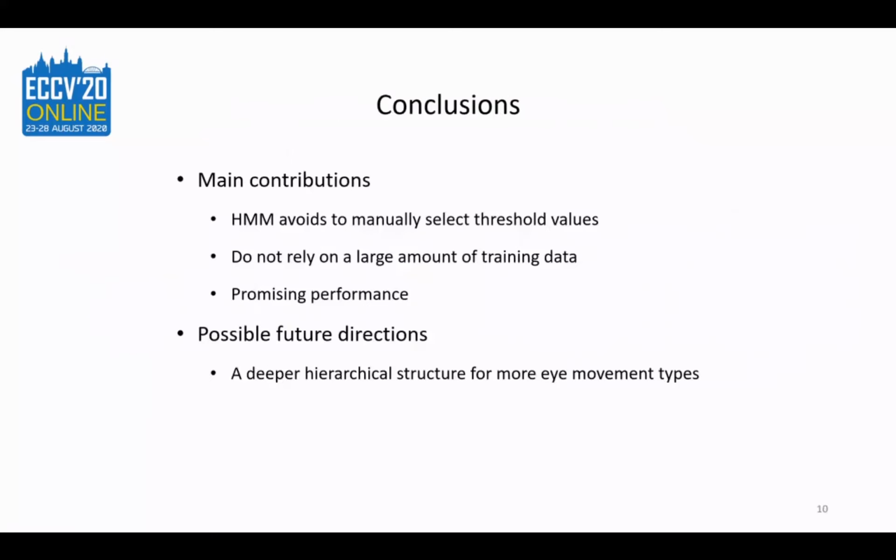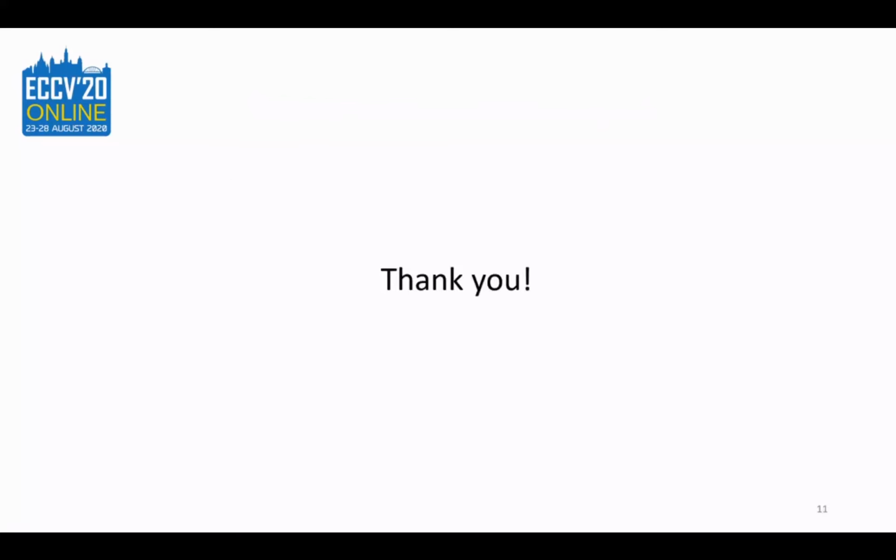In conclusion, we propose a hierarchical hidden Markov model algorithm to tackle the problem of ternary eye movement classification. Its core idea is simple yet effective. It avoids manually selecting the threshold values and does not require a large amount of training data. A deeper hierarchical structure for more eye movement types could be a possible future direction for this work. Thank you for listening.